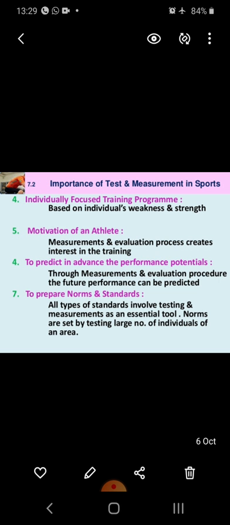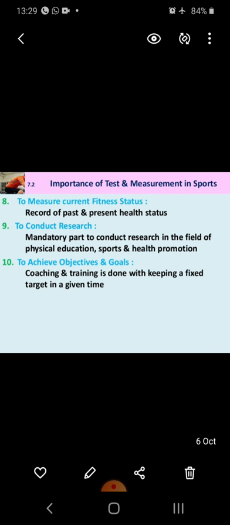Norms are set by testing a large number of individuals of an area. Next is to measure current fitness status. Record of past and present health status through tests. We are taking tests many times.